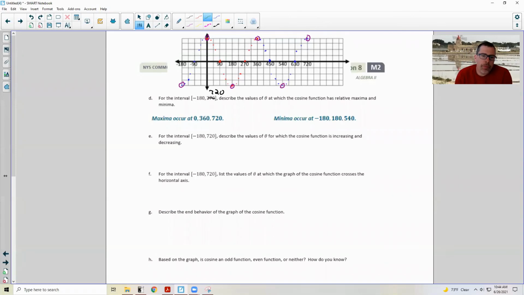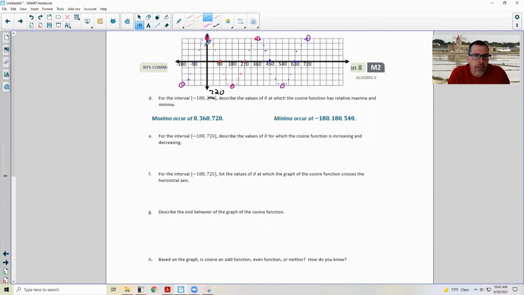Okay, so the maximums occur at 0, 360, 720. The minimums occurred at negative 180, 180, and 540. So there they are. Now it says for the interval, describe the values of theta for which the cosine function is increasing and decreasing. So I will use green for going up.